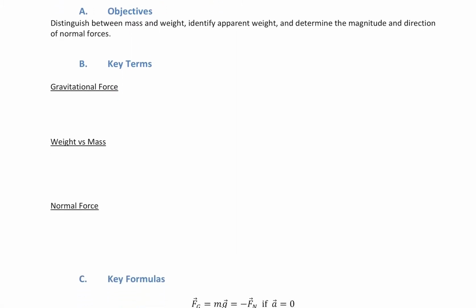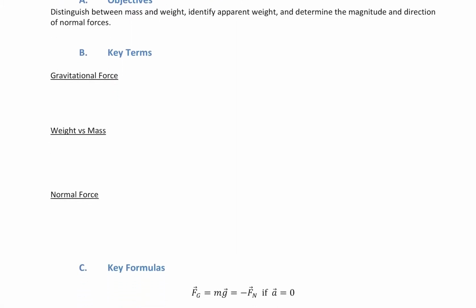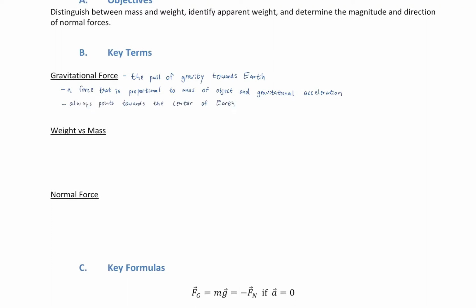Let's get the key terms out of the way. We can see the normal force is one of them, as well as gravitational force. I want to make sure we understand the difference between them. The gravitational force is the pull of gravity towards Earth. Now, it could be other planets, but for our intents and purposes, we'll think of it as Earth. It is a force that is proportional to the mass of an object and gravitational acceleration. So if either mass or gravitational acceleration goes up, then so too will the gravitational force. It's a direct proportionality with those two variables.